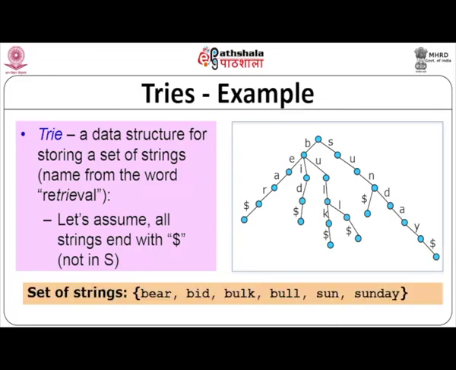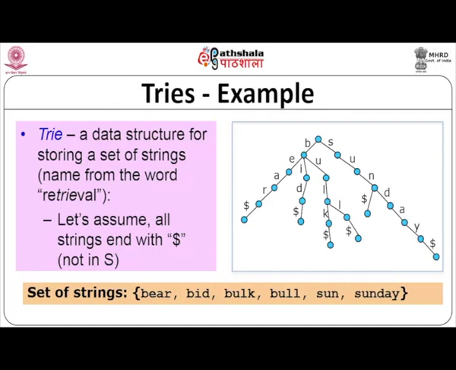So, let us look at this set of strings: bear, bid, bulk, bull, sun and Sunday. Bear, bid, bulk and bull all start with B, and then you have two words, sun and Sunday, both starting with S. So, the root will have only two children, B and S. After B you have E, I and U, so the node after B will have three children, in alphabetic order: E, I, U.